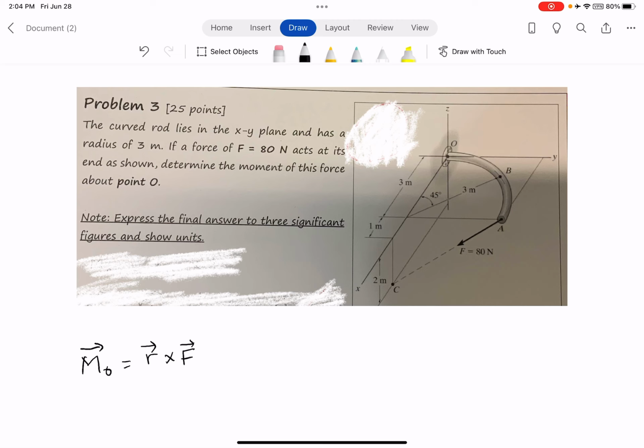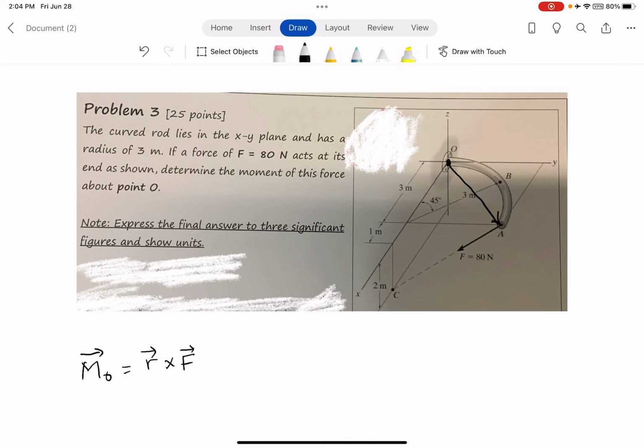So let's look at r. Which r are we going to take? We're going to take either r OA, toward the bottom of the tail of the force, or r OC, which is on the line of action of this force. I'll take the one from point O, the point where we are taking the moment, to point A. So let's look at r OA.